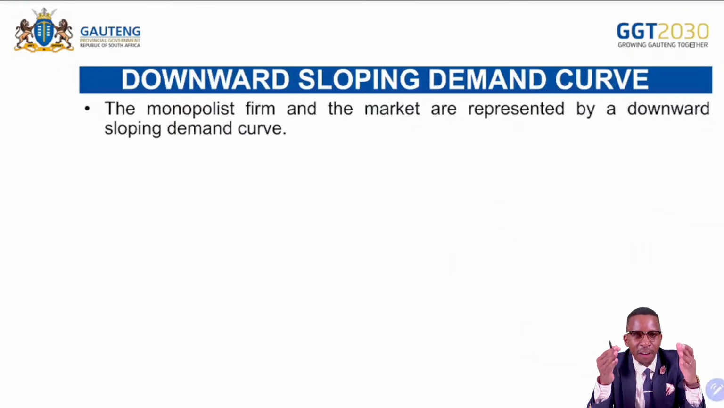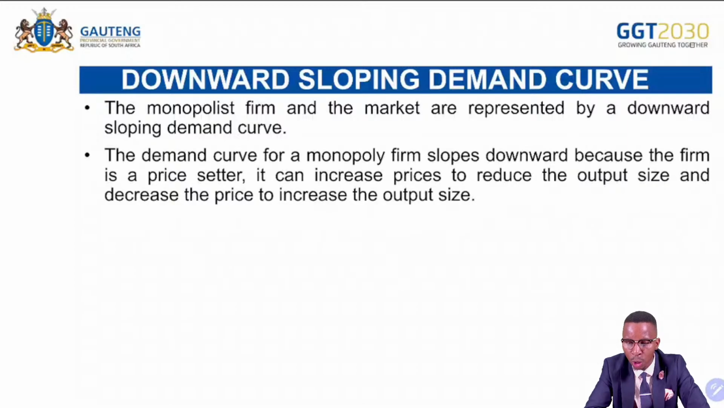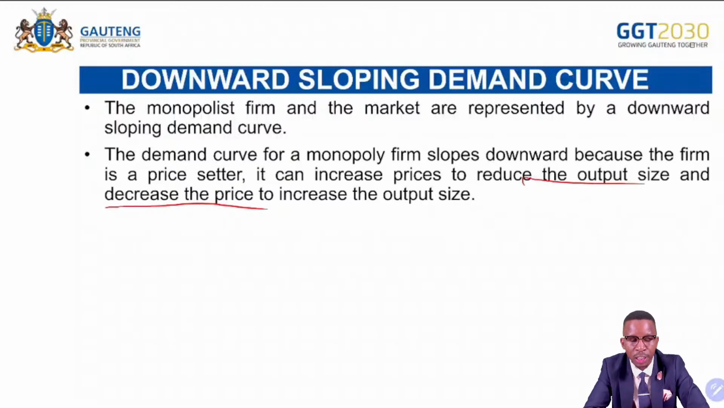So the demand curve, like I've explained before, for the monopoly is downward sloping, and this demand curve is relatively elastic. Why is this demand curve downward sloping? It is because the firm will always depend on the price to affect the size of the output to be sold or produced. So firms will always increase the price to produce less and decrease the price to produce more. Therefore, that creates the downward sloping or negatively sloping demand curve. The demand curve for the monopoly slopes downward because the firm is the price setter. It can increase the price to reduce the output size and decrease the price to increase the output size.